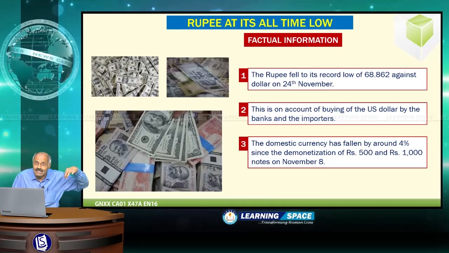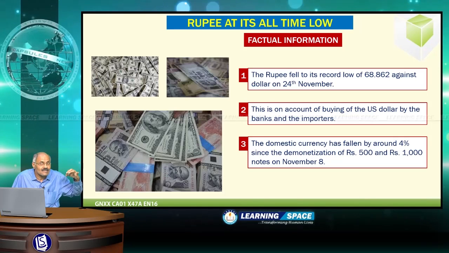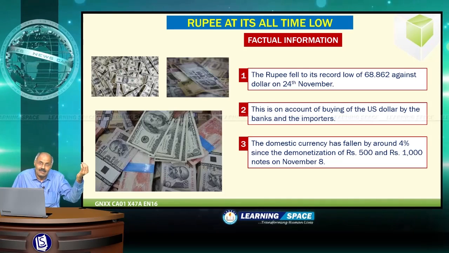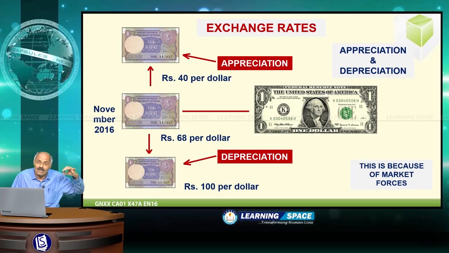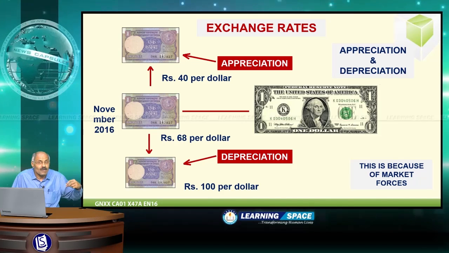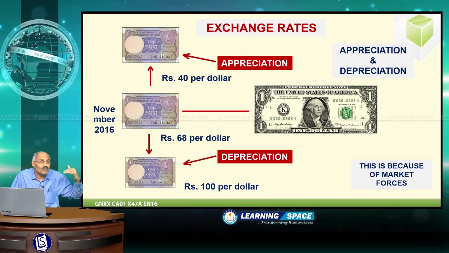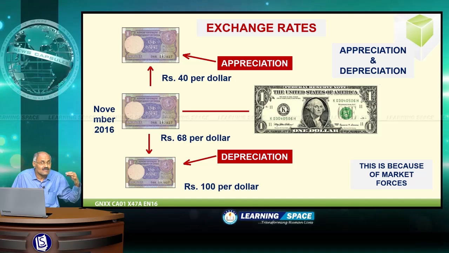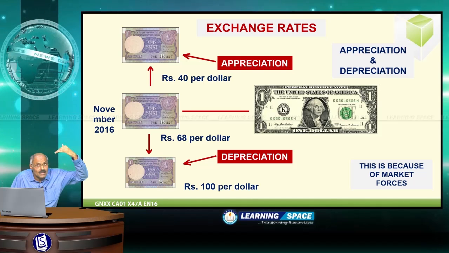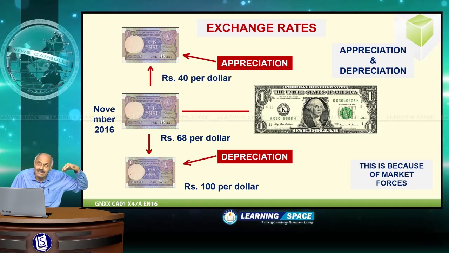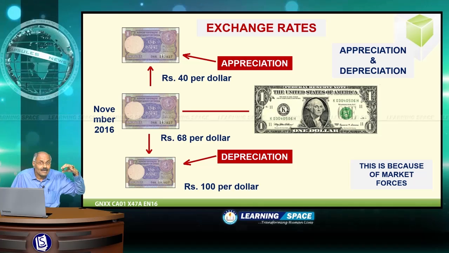We are going to deliberate on this aspect, and if you want to explain something about our currency against other currencies, the exchange rate system what we call it, please look into this slide. There are two terms which are very important. One is appreciation, depreciation. At present the value of rupee against dollar is rupees 68. Let us say, for example, if it goes to rupees 40 per dollar, it is known as appreciation, and if it goes to rupees 100 per dollar, it is known as depreciation.